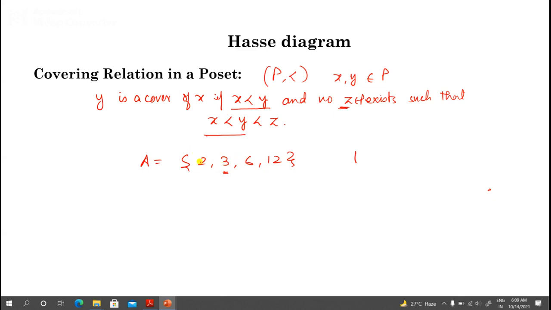So 6 is a cover of 2 and 6 is a cover of 3 also, because 3 divides 6 and no number is there between 3 and 6. So if you write the elements of the covering relation, then you can write (2, 6) because 6 is a cover of 2, and similarly you can write (3, 6), since 6 is a cover of 3. Further you see 12 is a cover of 6. So you can write (6, 12). In this way we can write the elements of a covering relation.